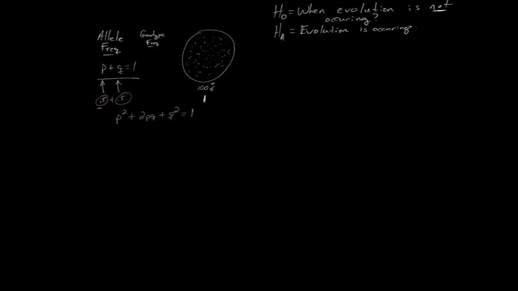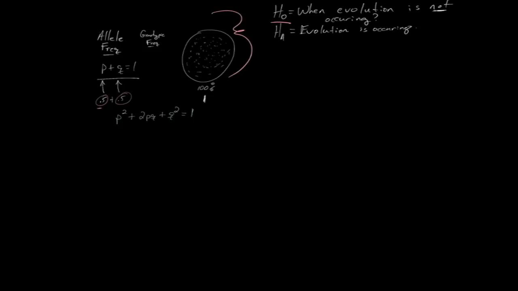All right, so when we're talking about the null hypothesis, if we have evolution going on, then none of this works out. So if somebody gives you a bunch of data and you do the equation and it doesn't work out, p squared plus 2pq plus q squared does not equal 1, assuming you did the math right, then what do you think is happening? The null hypothesis is rejected. You have to accept the alternative, which is that evolution is occurring.